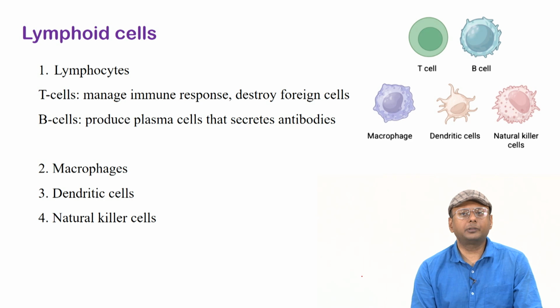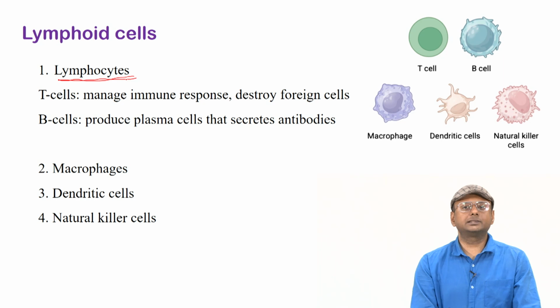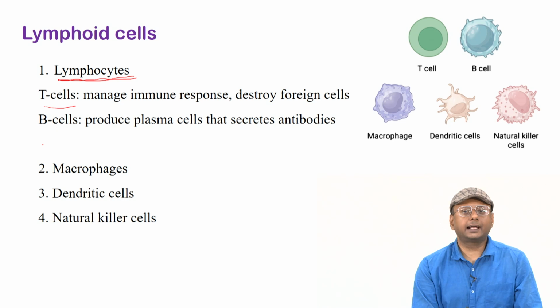Okay, so what are the different types of lymphoid cells? As you can see, mostly the lymphoid cell has what? Lymphocytes, right? This is a part of the WBC cells. In the lymphocytes, you can see there are two types of cells, T cells and B cells, right? So lymphocytes have two different categories, T cells and B cells. And what is mostly their function? T cells manage the immune response, they destroy foreign cells. B cells produce antibodies in cases where any foreign particle is presented as an antigen.